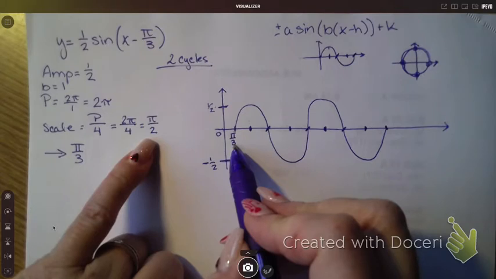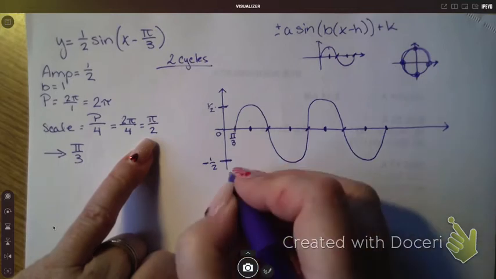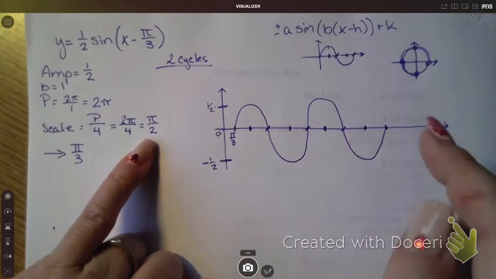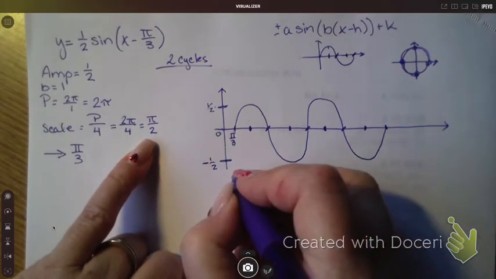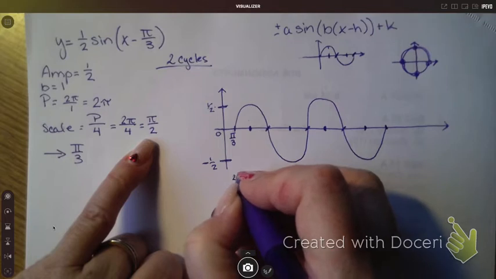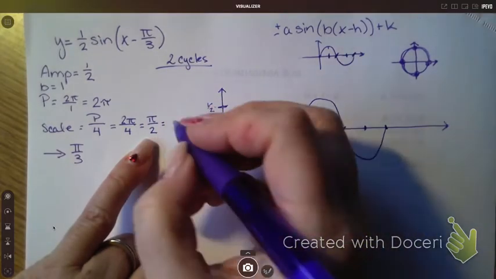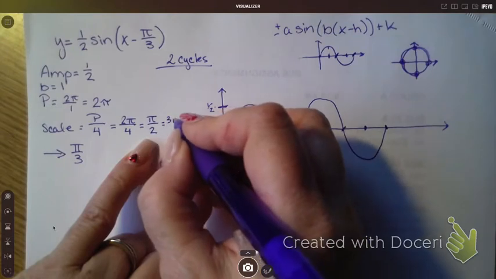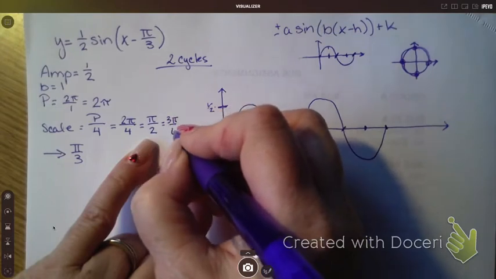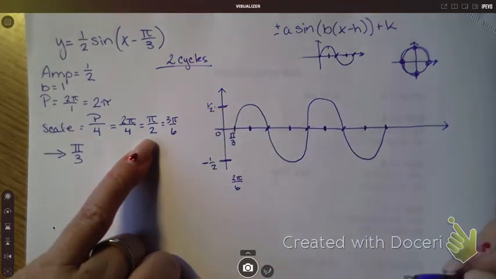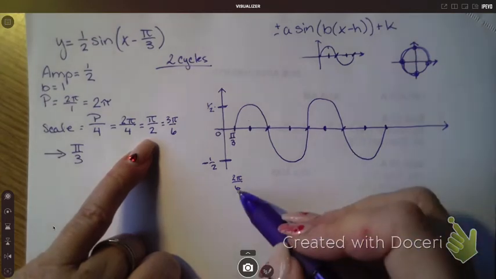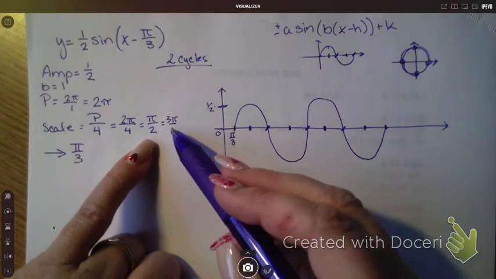So I'd have to take pi over 3 plus pi over 2. So I probably need to get common denominators, don't I? So down here, not on your graph, this would be 2 pi over 6. And my scale common denominator would be 3 pi over 6, would it not? Just get common denominators. So now, once you have a starting point and your scale, guess what you do? You just add.